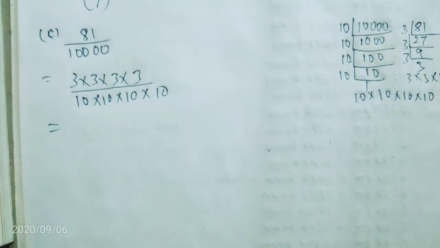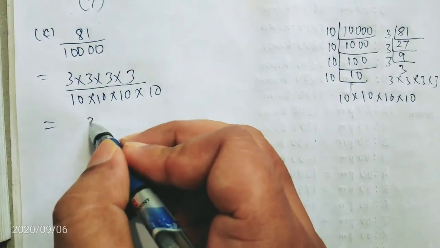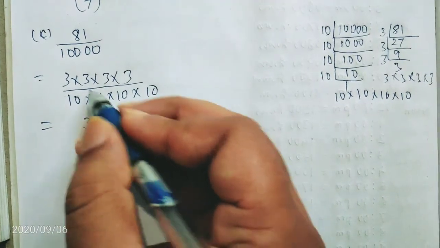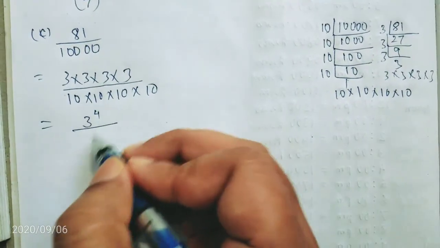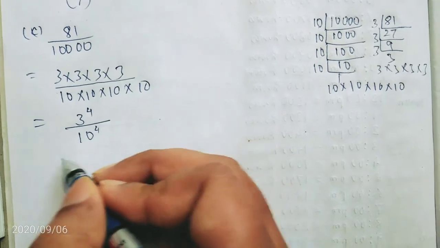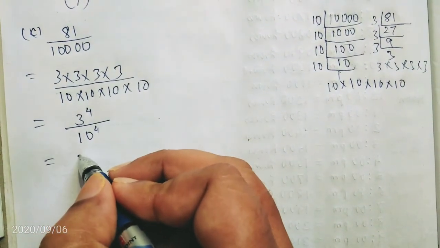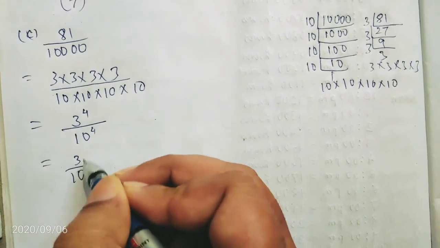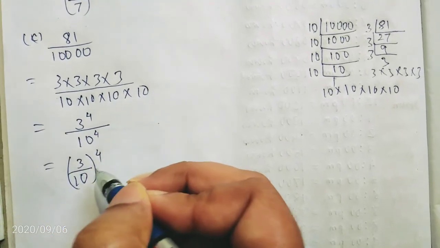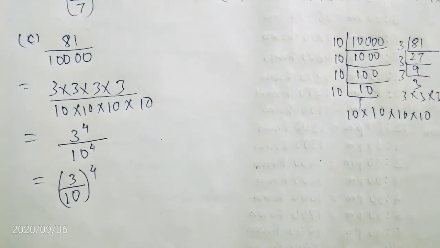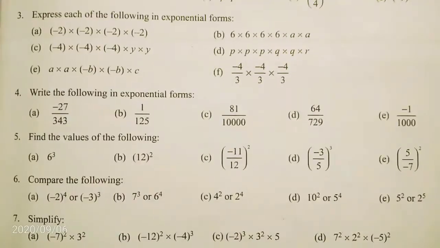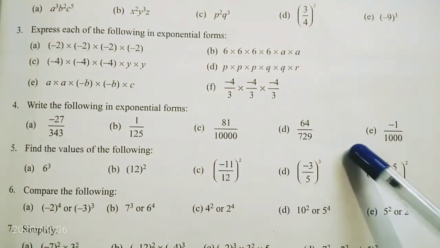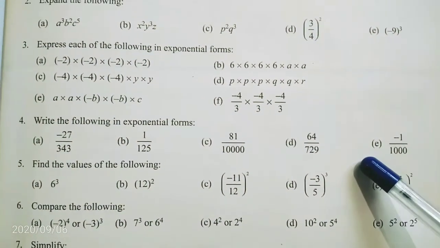Now write in exponential form: 3 to the power 4, because 3 is multiplied 4 times, and 10 is also multiplied 4 times. Now here the power is common, so you will write like this: 3 by 10 to the power 4. Understood? In this way you have to solve these questions. So try D number and E number by yourself, and the next video will continue. Okay, thank you.